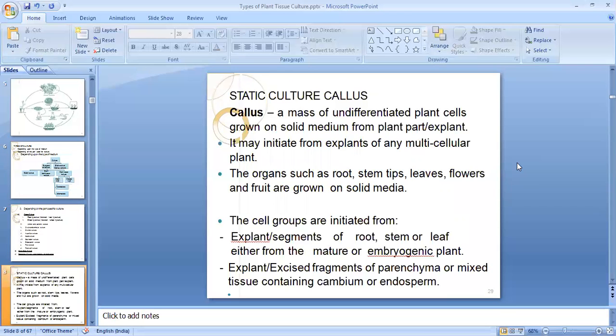And now we'll see the detailed information about the types of tissue culture method based on the medium used. The first one is the static culture or the solid culture, that is the callus. First of all, you should know what a callus is. It is a mass of undifferentiated plant cells grown on a solid medium from a plant part, which is otherwise called your explant. This callus may initiate from the explants of any multicellular plant.